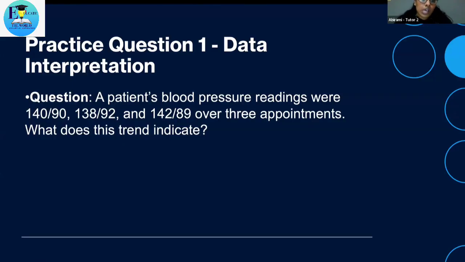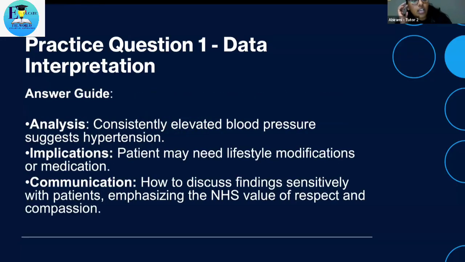So this question: a patient's blood pressure readings were 140/90, 138/92, and 142/89 over 3 appointments. What does this trend indicate? So again, if you go to the next slide, what we want in the answer: you'd be given the data and told what the data means, but it's how you convey that back to the examiner.